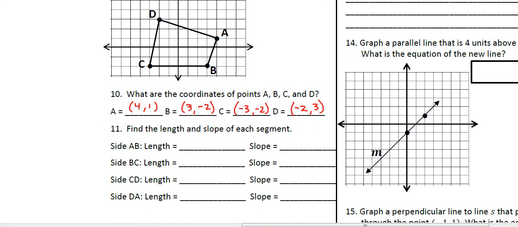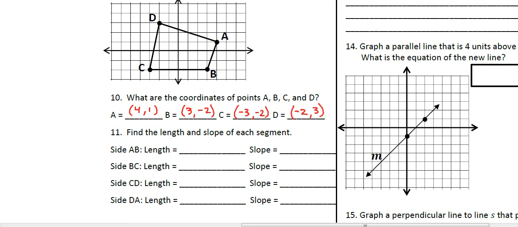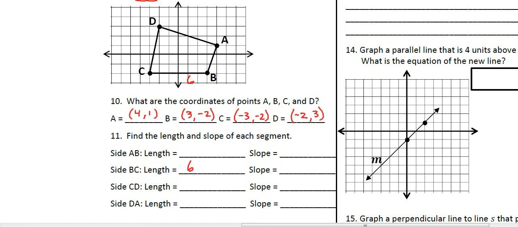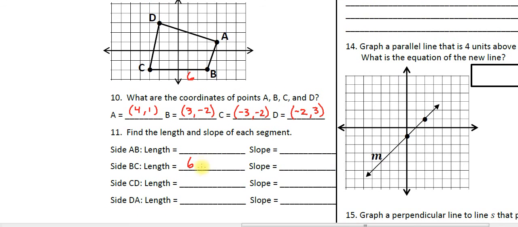Let's continue on. Question number 11. Find the length and slope of each segment. Well, length is just distance, and slope we know how to find. Let's go ahead and figure out the lengths of each side first, and I'm going to pick off the easy one. BC is a horizontal line, so I can count that. 1, 2, 3, 4, 5, 6. BC, I know, is 6. And what's our unit of measure? I think it was yards. Let's take a look. Yep, 6 yards.